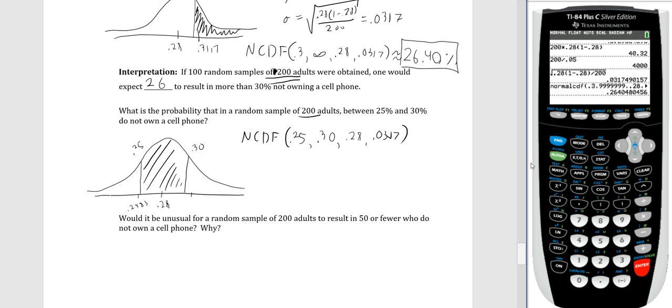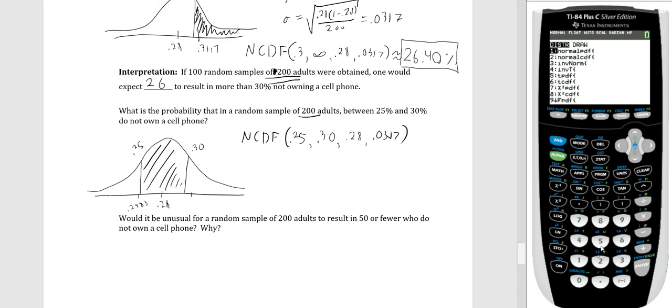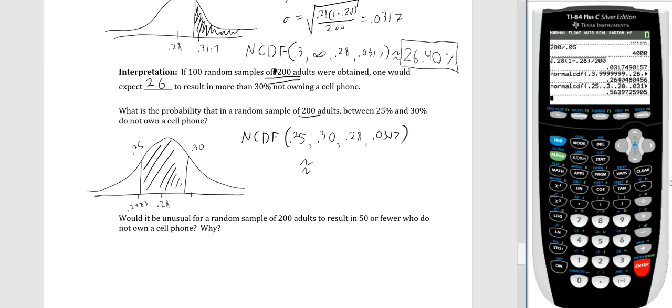Okay, so we can calculate that in our calculator. Make sure we hit second. For number 2, we get 0.25 up to 0.3, and our mean and standard deviation are the same from the last question. So we get here a probability of about 56.4, or yeah, 56.40%. So an increase of about 30% from the previous question.